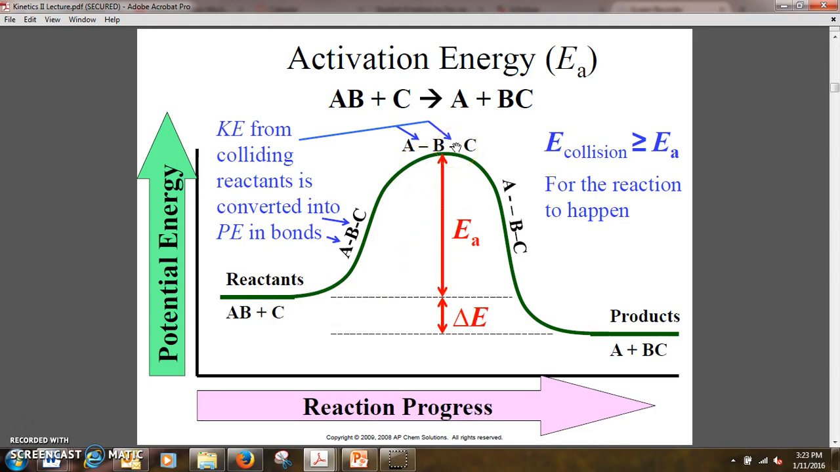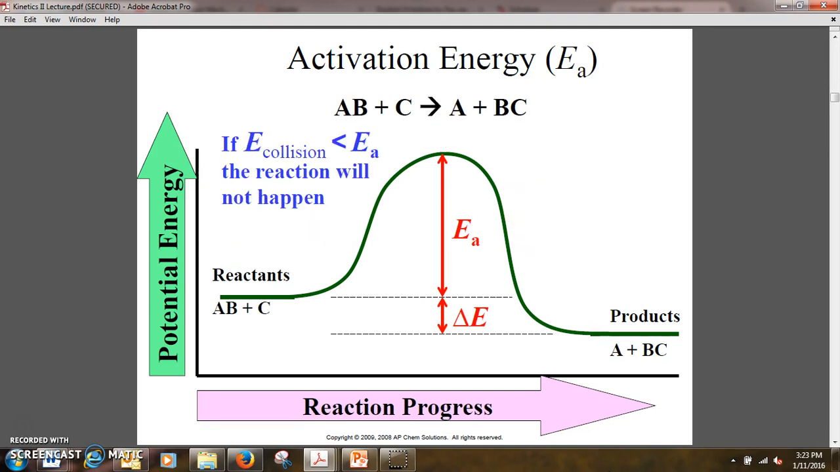And in order for a reaction to take place, we have to supply an energy equal to or greater than the activation energy of the reaction. If you see the energy of the collision is less than the activation energy, the reaction will not happen. It has to be greater than that. So these will go up the hill, and if they just make it this far, it won't happen. Just think of a ball rolling up that hill, and if the ball doesn't have enough energy to roll up to the top of the hill, it's going to fall back down.